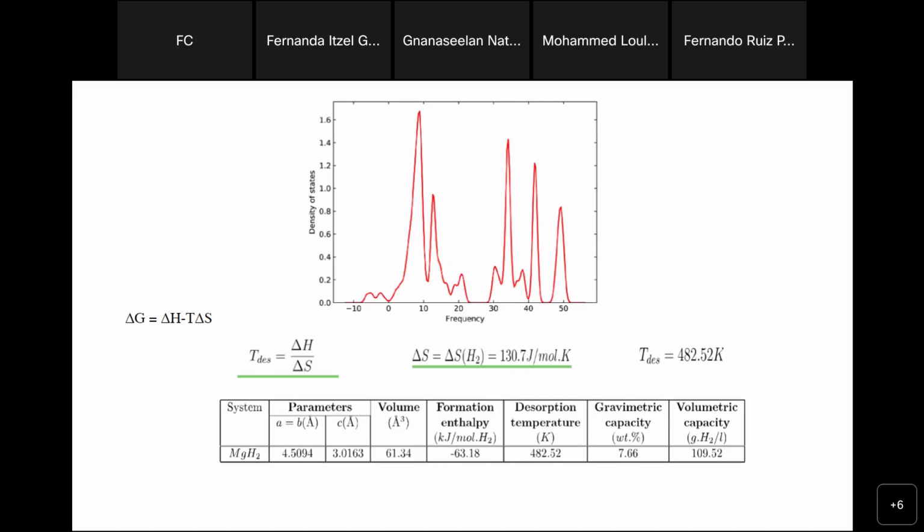From this table, we have drawn all the thermodynamical quantities of interest, the cell parameters, the formation enthalpy, and desorption temperature. And as we can see, the gravimetric and volumetric capacities are high, and they are higher than the desired values that are defined by the Department of Energy. Next slide, please.